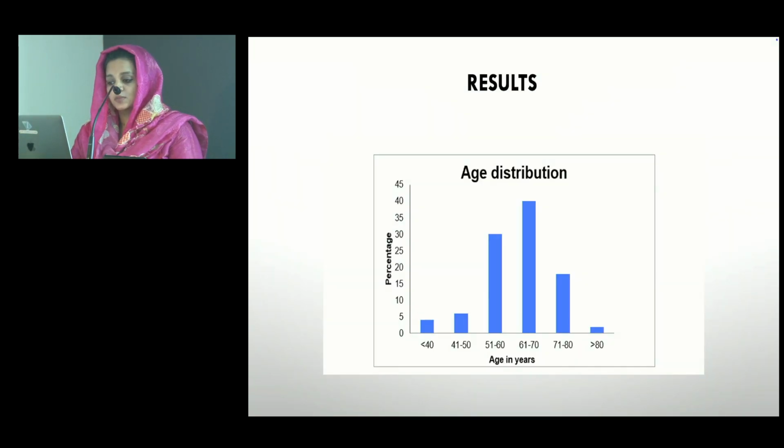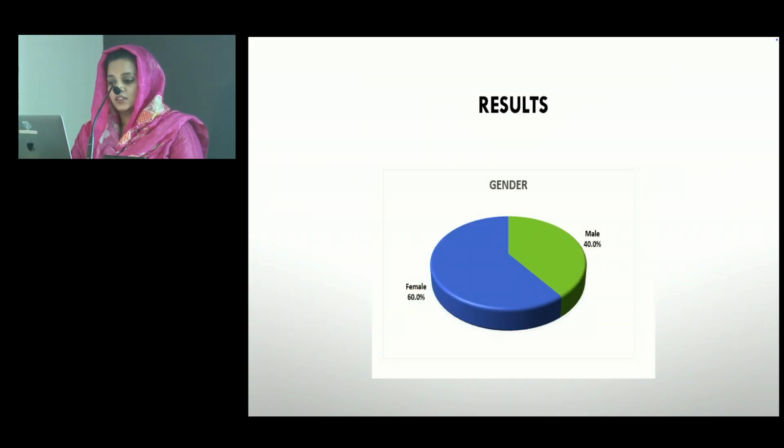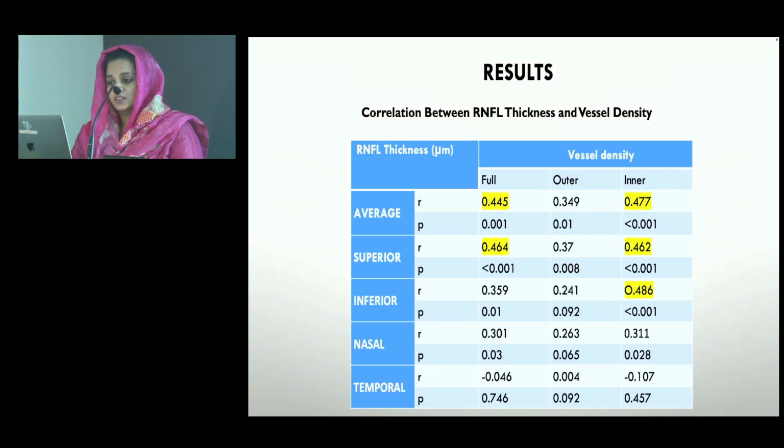Coming to the results, most of them were within the age group of 61 to 70 years, and 60% of them were females and 40% were males. And this is a table showing the correlation between RNFL thickness and vessel density. Here we can see that the average RNFL thickness showed moderate positive correlation with the full and inner vessel density, and among the quadrants, superior and inferior RNFL thickness showed moderate positive correlation with the full and inner vessel density.